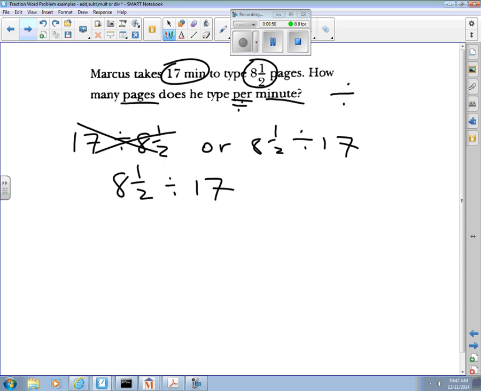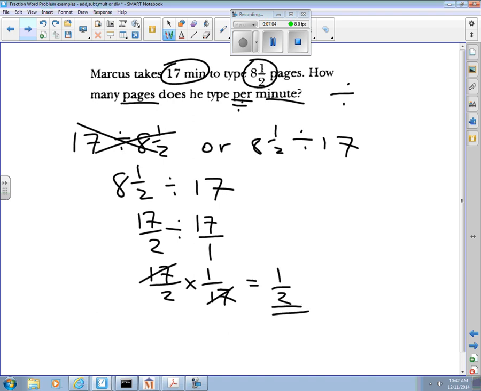Remember how divide works? 8 times 2 plus 1 is 17 halves, divided by 17. All whole numbers have denominators of 1. And remember, when I'm dividing, I multiply by the reciprocal. So that's going to be 1/2, which makes sense. Look at the rate he types. He can type 8.5 pages in 17 minutes. So he is typing about 1/2 a page per minute, or exactly 1/2 a page per minute.